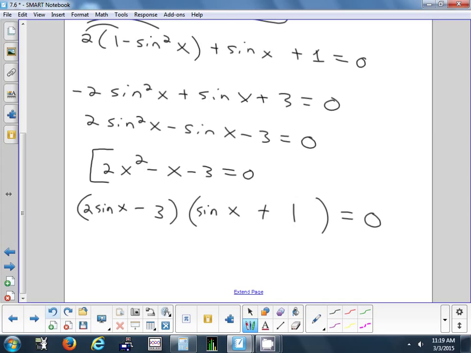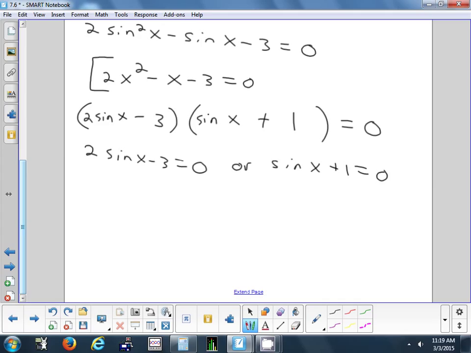And now, Darren, if I multiply 2 things together and I get 0, how does that happen? One of them has to be 0, either that one or that one. Okay, now we'll solve each one. Okay, Brianna, what would be my first step to get sine x by itself? Add the 3, yep, and then divide by 2.